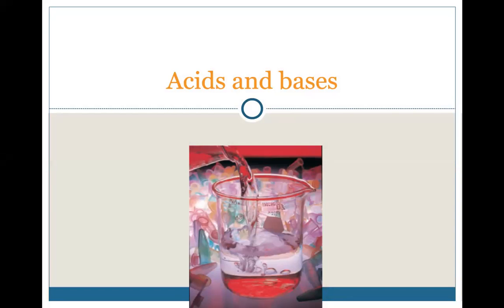And then in chapter 15, it's about the pH scale and where that comes from, what it's based on, how to calculate pH from concentrations of hydronium and hydroxide ions.